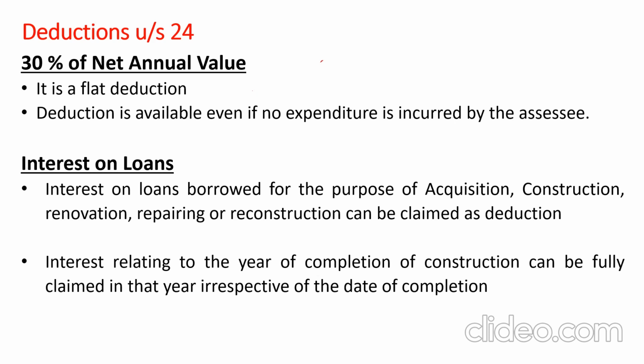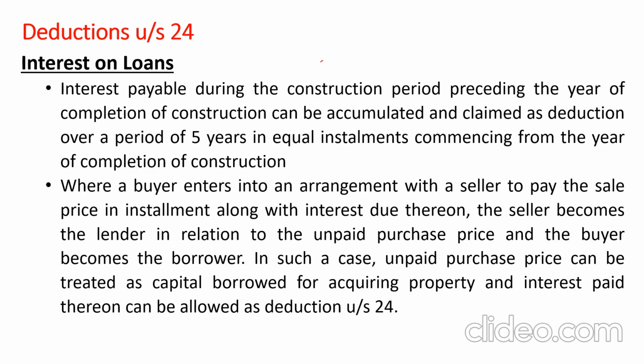Interest relating to the year of completion of construction can be fully claimed in that year irrespective of the date of completion of the construction. Interest payable during the construction period preceding the year of completion of construction can be accumulated and claimed as a deduction over a period of 5 years in equal installments commencing from the year of completion of construction. That is, pre-construction interest can be claimed in 5 equal installments commencing from the year of completion of construction.